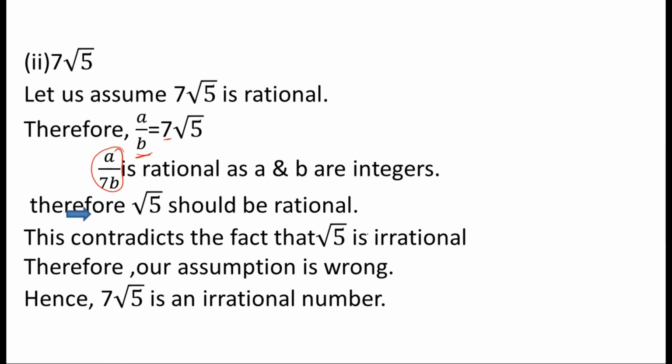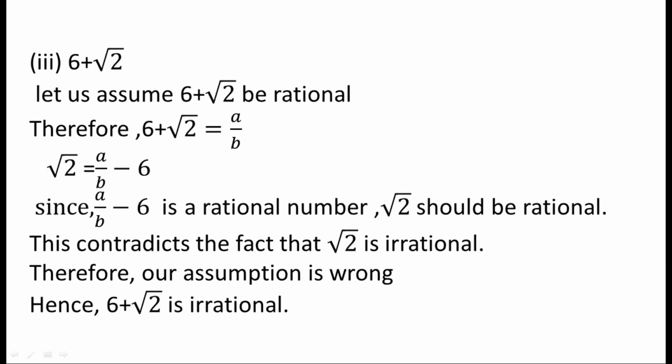A by 7b is a rational number. We know that because 7 is multiplied with some rational number, again we get a rational number only, for some integers a and b. And we know that root 5 is an irrational number. In question number 1, we have proved that. This is a contradiction to our assumption. Therefore, 7 root 5 is an irrational number.